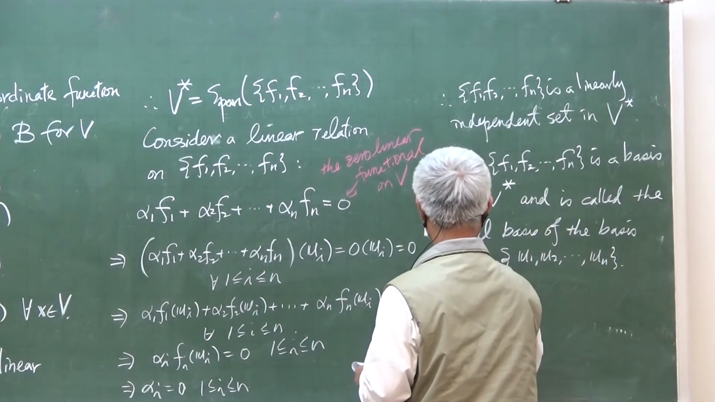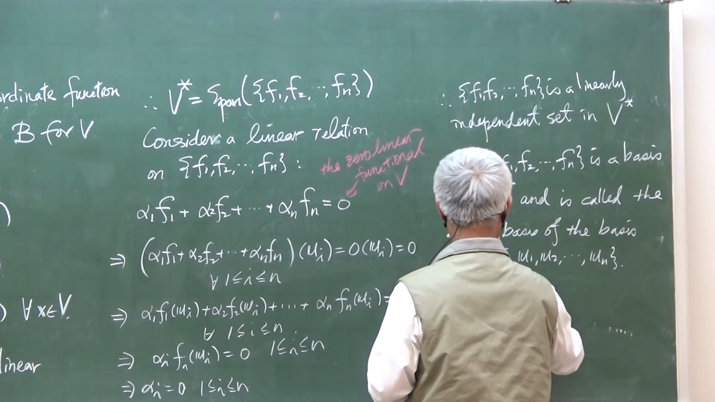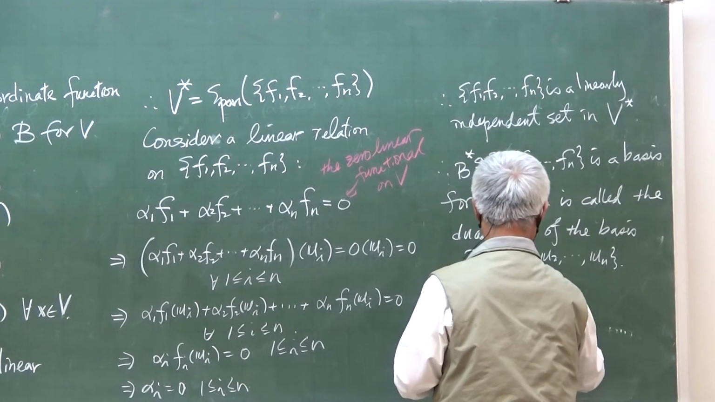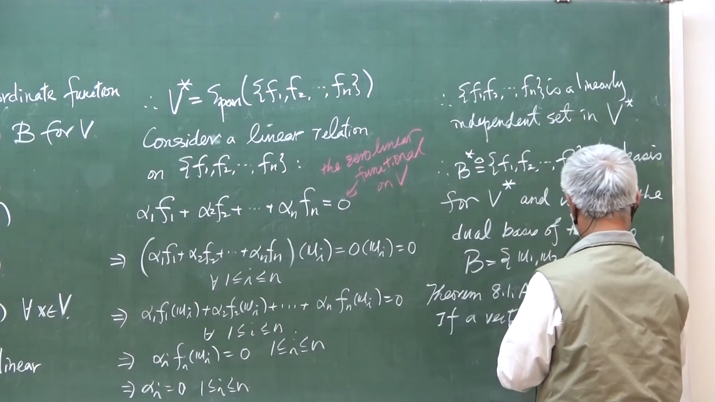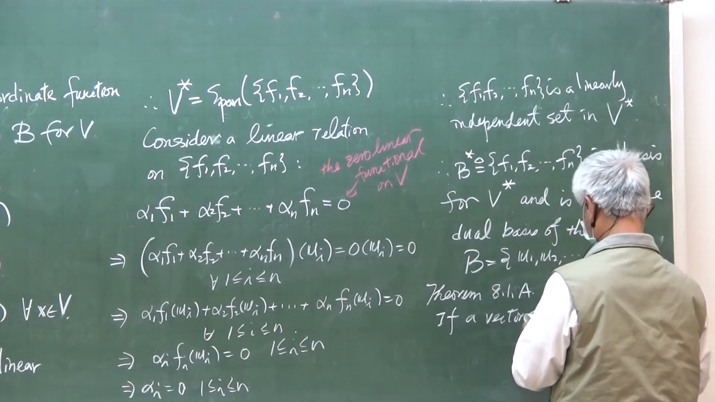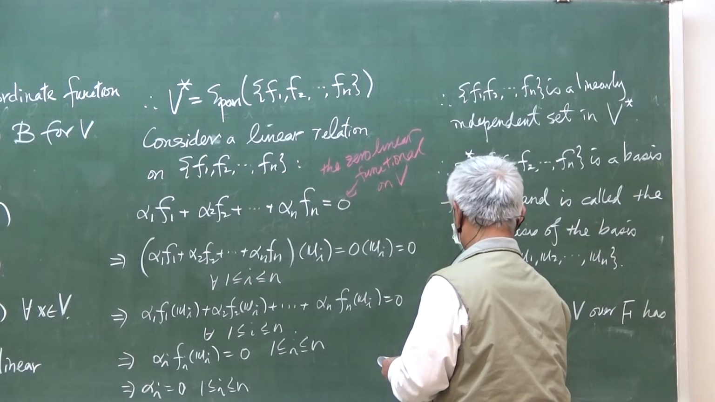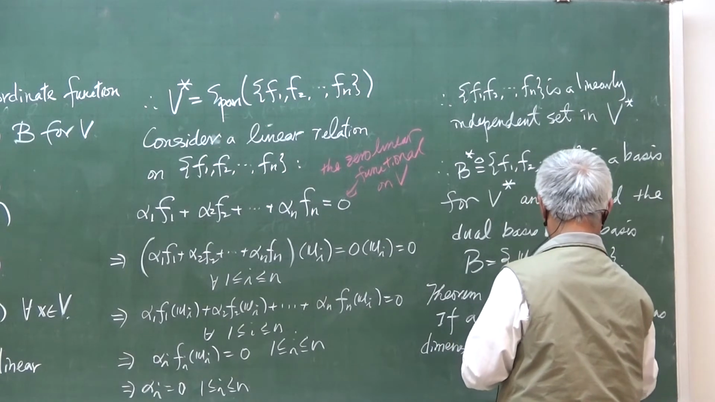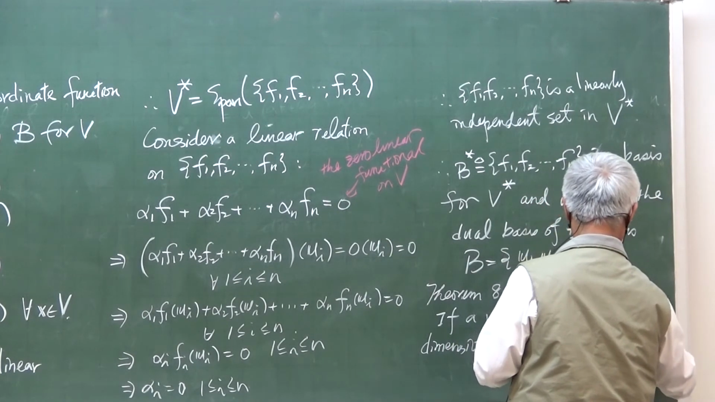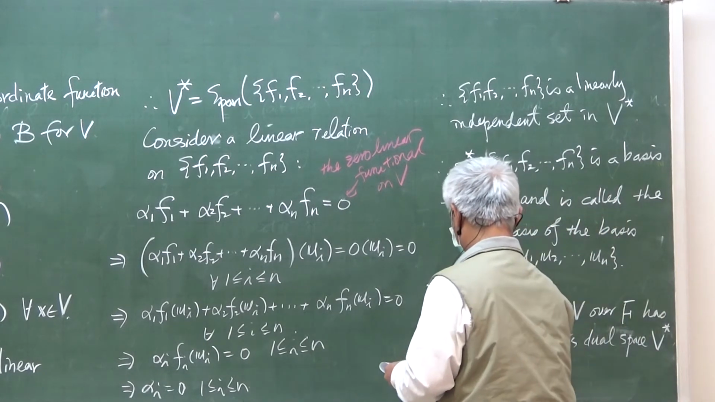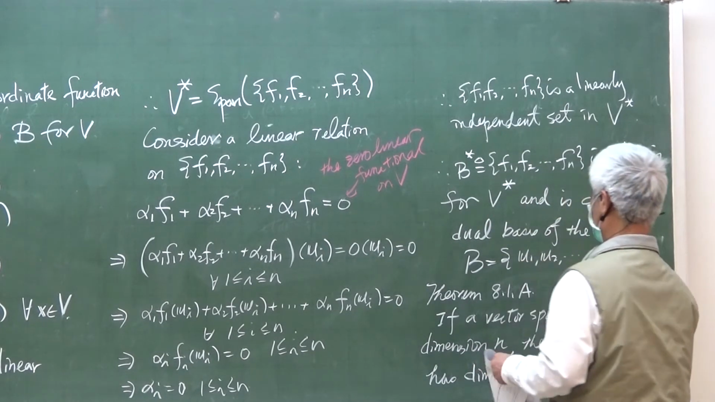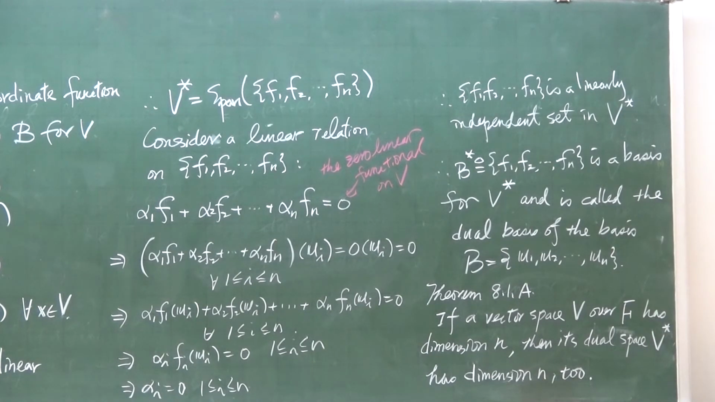So now the conclusion is Theorem 8.1.A. If a vector space V over F has dimension n, then its dual space V star has dimension n too. Okay. Any questions?